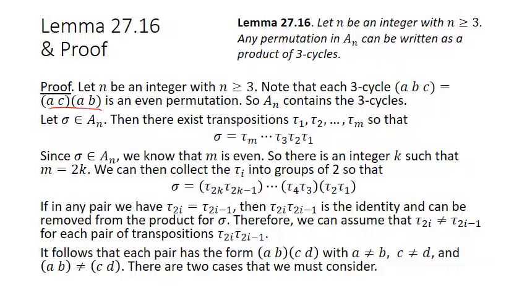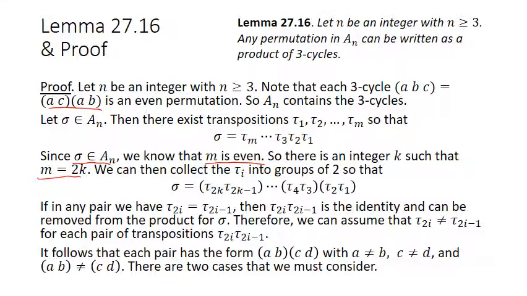Then there exist transpositions tau 1, tau 2, up through tau m, such that sigma equals tau m through tau 3, tau 2, tau 1. Okay, so this is just the characteristic of being in the alternating group: any permutation can be written as a product of transpositions. And since sigma is an element of the alternating group, that means that the number of transpositions is even. Okay, so if m is even, then there's an integer k such that m equals 2k.